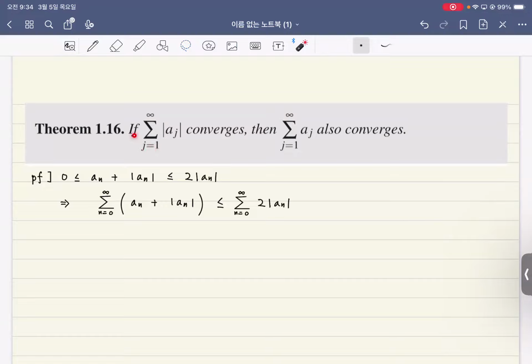Because of this hypothesis, we already know that this one is convergent. So this one also must be convergent, because any constant multiple of a convergent series is also convergent. Therefore, because of the comparison theorem, this is a series of non-negative terms, and this is another series of non-negative terms. So definitely we can make use of the comparison theorems. Since this is convergent, this one also must be convergent.